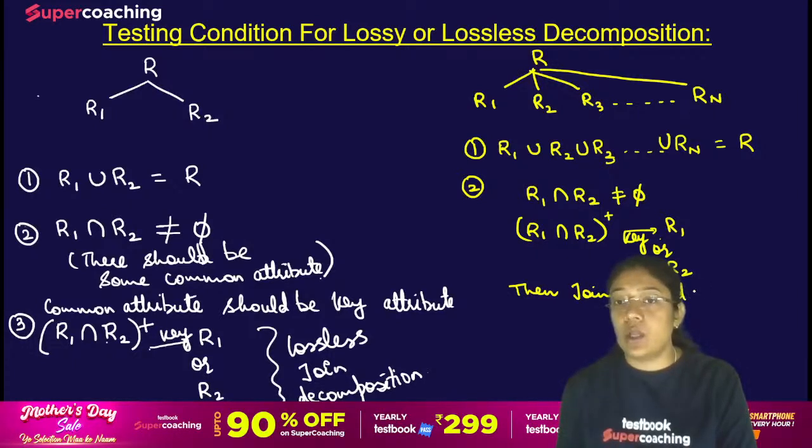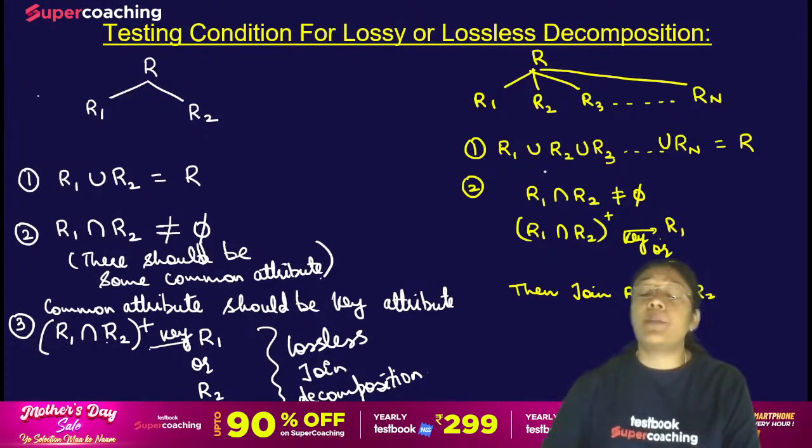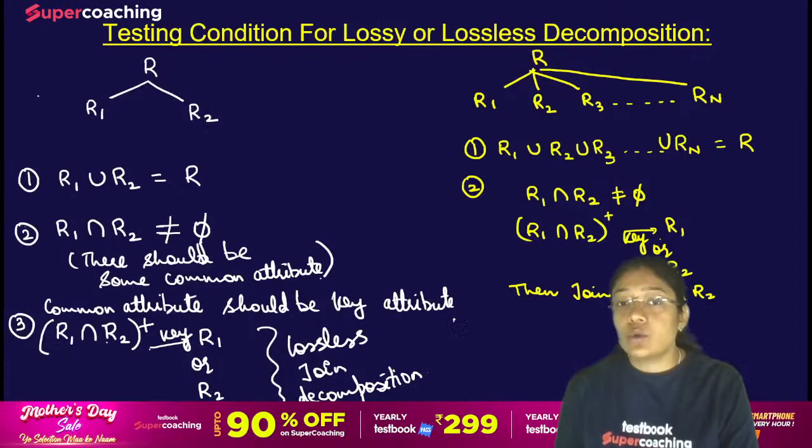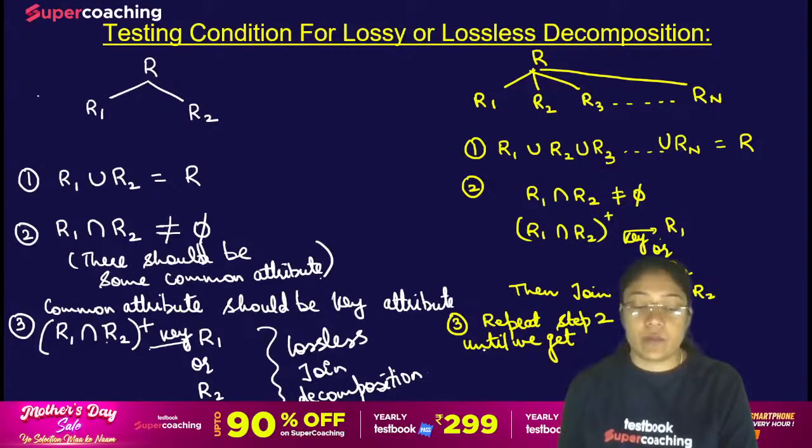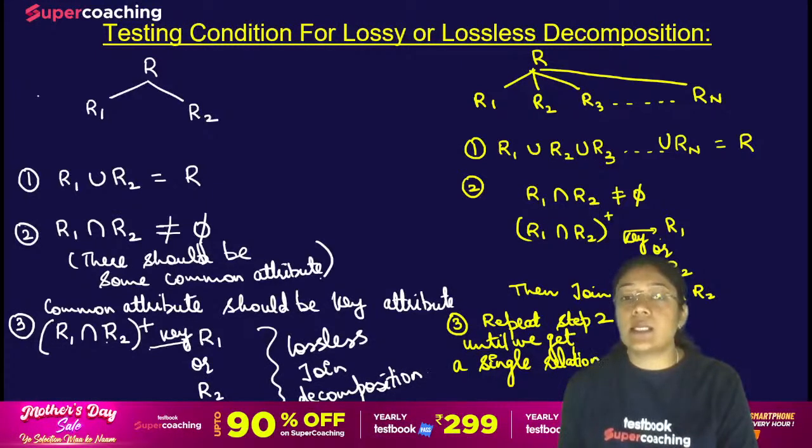R1 and R2. जैसे दो सब रिलेशंस ज्वाइन हो गए, but we want to join all the subrelations, so third step is repeat step 2 until we get a single relation. मतलब ज्वाइन करते करते आपके पास सिंगल relation आना चाहिए. If at the end we are getting a single relation, then the decomposition is lossless. If it's not possible to get a single relation, then the decomposition is lossy.